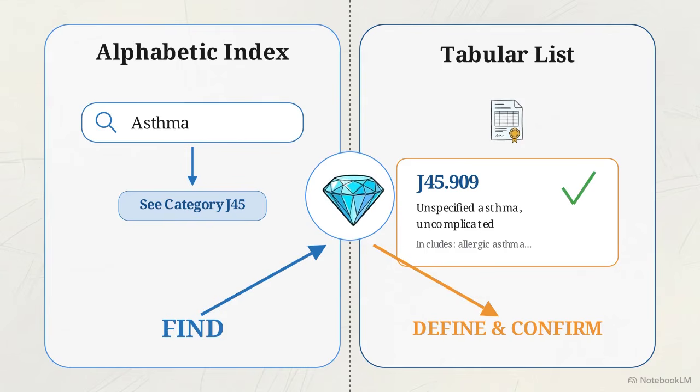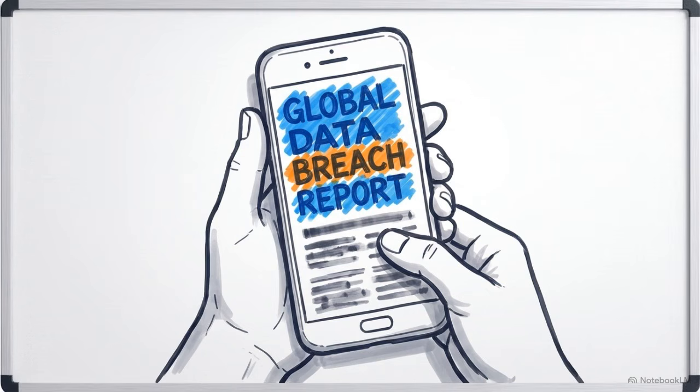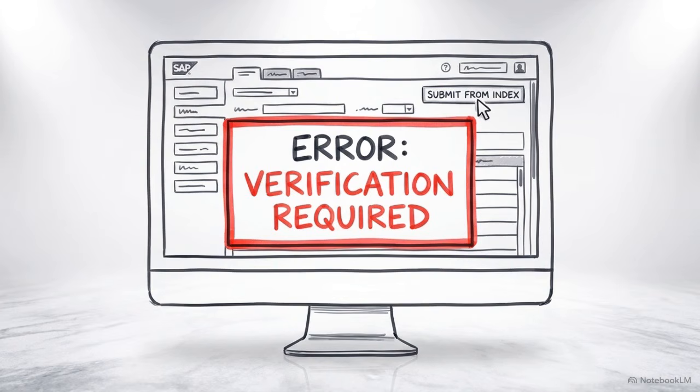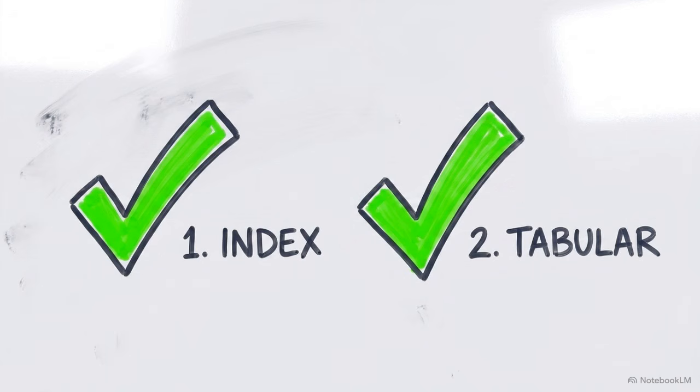You use the index to find the code, and you use the tabular list to define and confirm the code. If you read a search result headline but skip reading the actual source article, you miss the critical context. In coding, pulling a diagnosis directly from the index without verifying it in the tabular list guarantees errors. Accurate coding requires both steps every time.